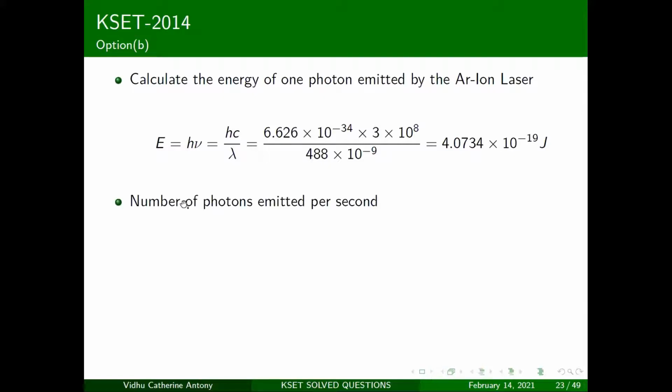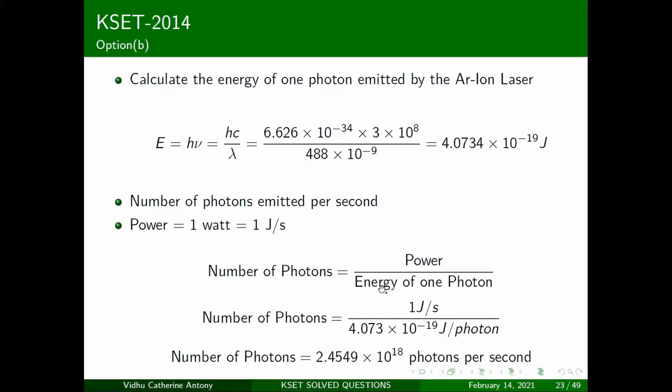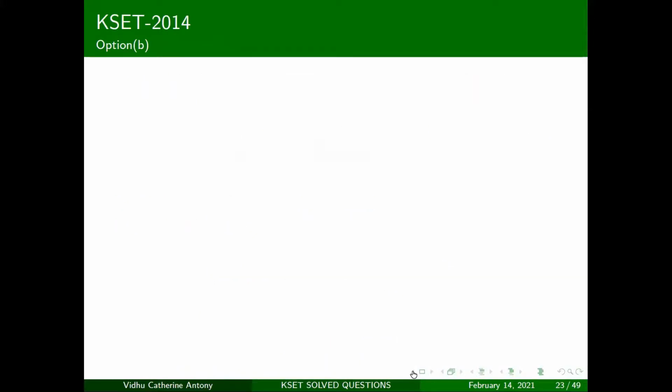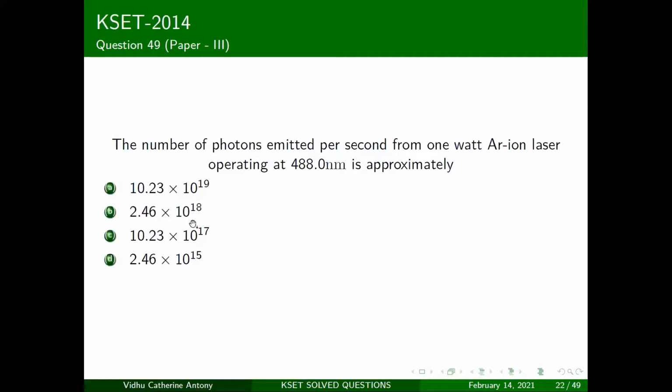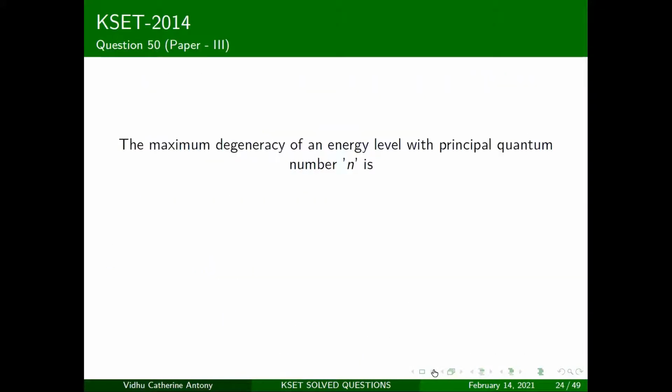The next step is you want to find out the number of photons that are emitted per second. So you take the power, which is equal to 1 watt. This is 1 joule per second. So the number of photons is equal to the power divided by the energy of 1 photon. So that's 1 joule per second divided by this energy per photon. This is for 1 photon, so you can write it as joules per photon here. And once you do the calculation, you get so many photons per second. So it's about 2.46 into 10 to the power of 18 photons. Let's go back to the question. Yeah, so you have 2.46 into 10 to the power of 18 photons, which is option B.